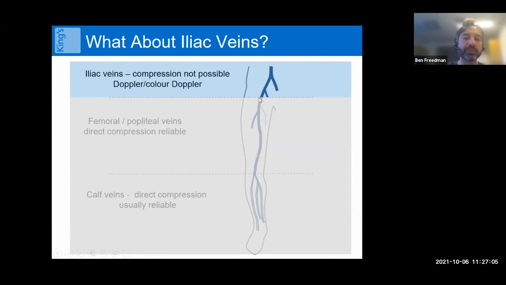So we've talked about scanning this section of the anatomy from the groin down to the knee so far, and we do that by compressing the vein all the way down. But what about the iliac veins? We can't really compress them because they're deep down inside the abdomen, and pressing on them doesn't give the same ability to collapse the veins, because they just move around with the soft, squishy stuff that's inside the abdomen.